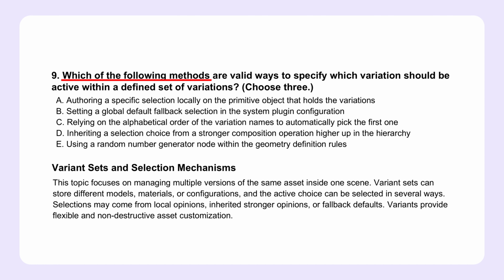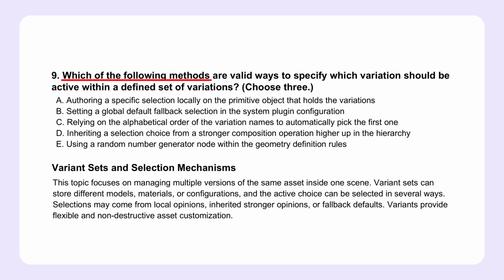Option C, relying on the alphabetical order of the variation names to automatically pick the first one. Option D, inheriting a selection choice from a stronger composition operation higher up in the hierarchy. Right. Or Option E, using a random number generator node within the geometry definition rules. Since we need 3 valid methods, let's just identify the 2 that would cause absolute chaos in production.